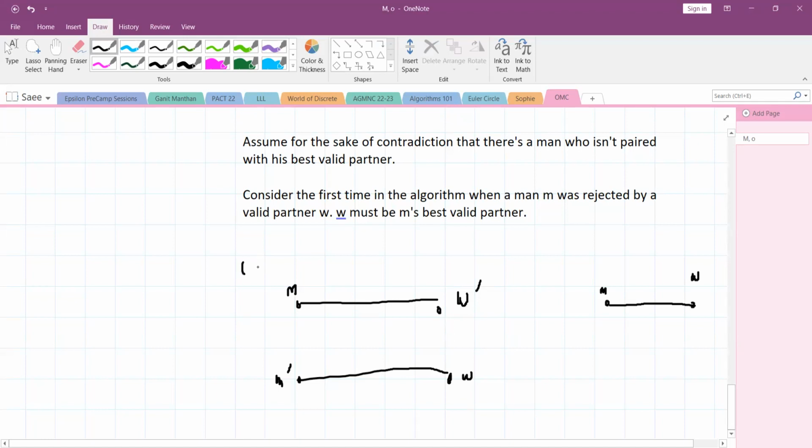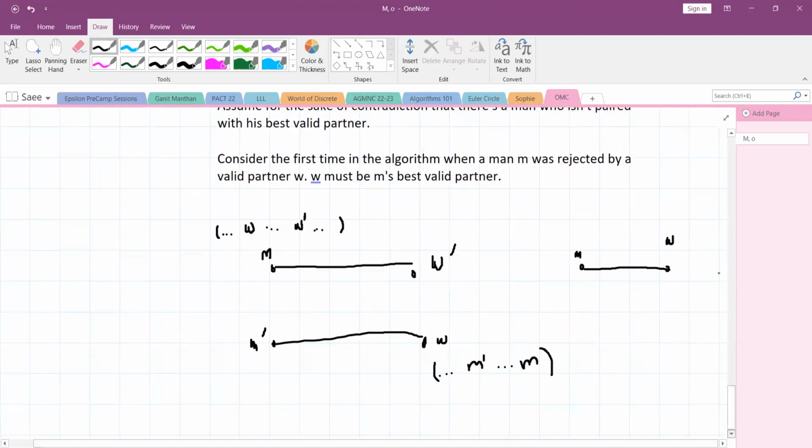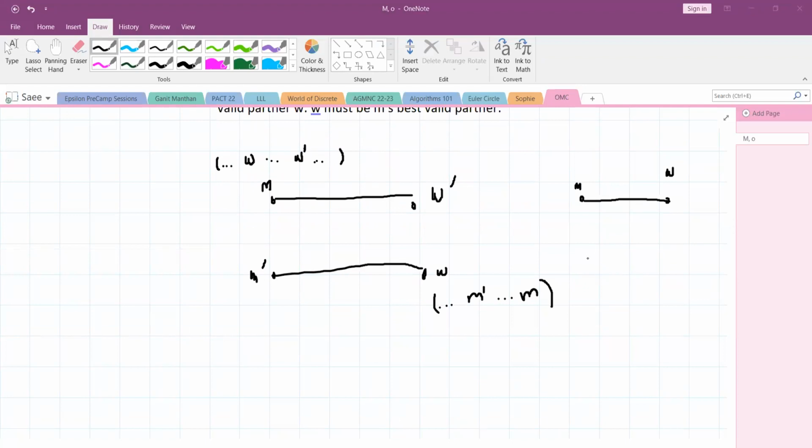Okay, so what I'm going to do now is just write this down. Since there are no instabilities here, first of all, we know that since M was rejected by W, and later went on to pair with W prime, M must like W more than W prime, because the partners of a man only keep on getting worse, and we know M was rejected by W. We also know that W must like M prime more than M, again because of the observation that the partners of women can only keep on getting better. Now, is this clear so far?